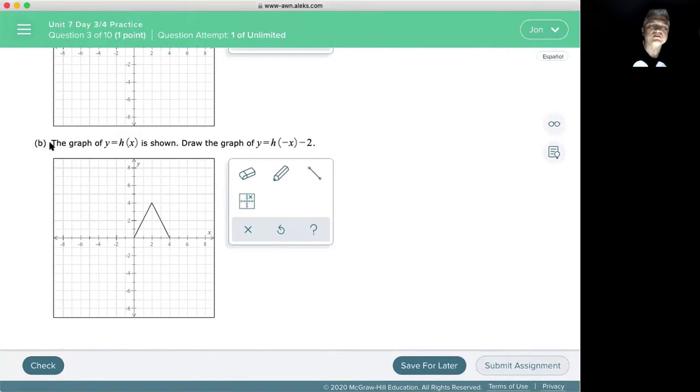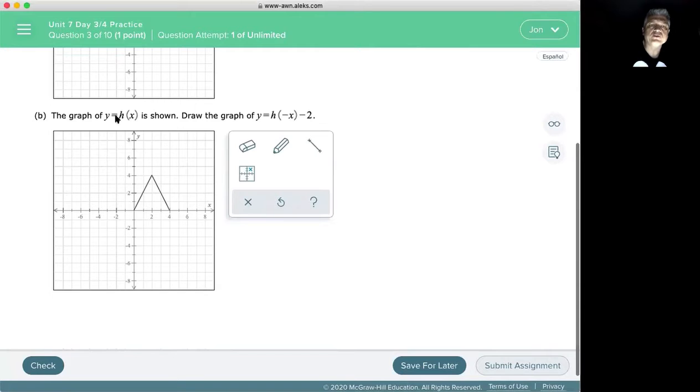For example, let's look at B here. It gives you this graph, and there's this upside down V, and it says that is y equals h of x, okay? And that's fine. Now what it wants you to do is draw a graph where you took h of x and they put a negative in front of whatever's inside the parentheses, and then they did a -2 outside, okay? So if we remember PEMDAS, anything in the parentheses, we have to do first, all right?